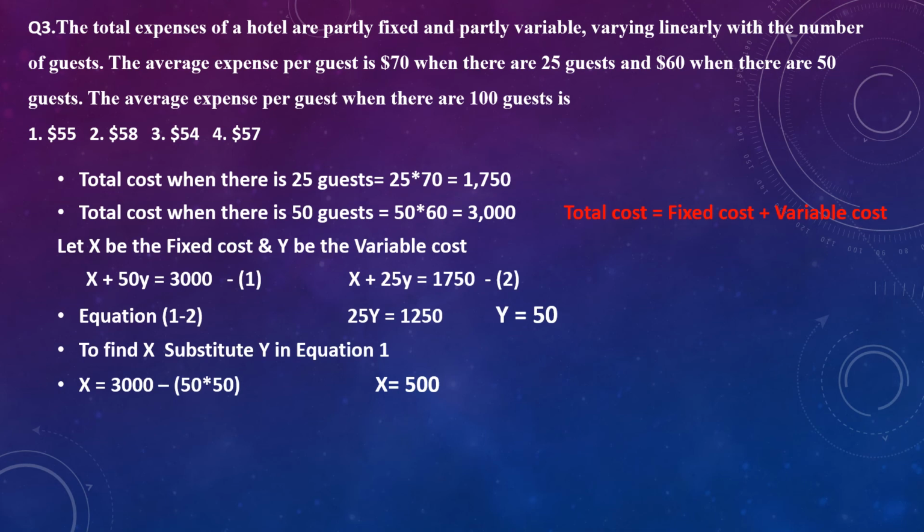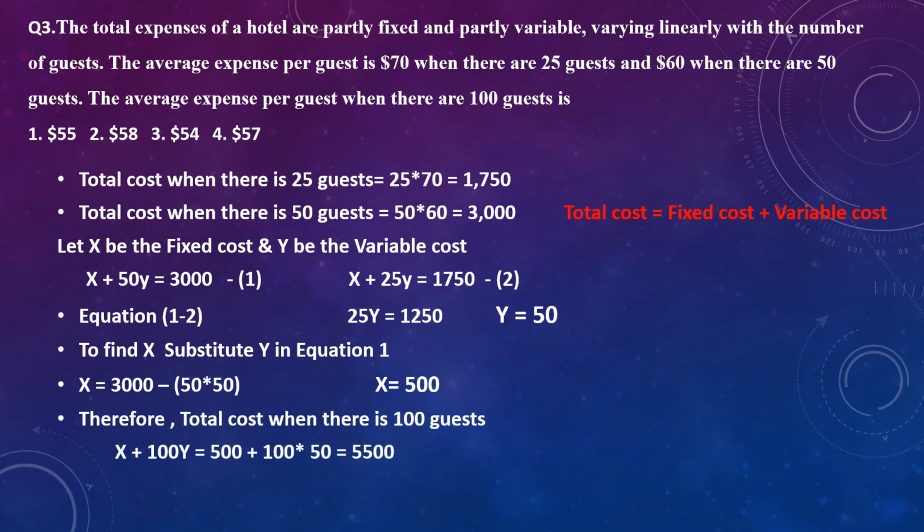In the question they asked for the average expense per guest when there are 100 guests. So we can easily find the total cost for 100 guests. The total cost when there are 100 guests is x plus 100y. We can substitute x and y into that equation: x is 500, so 500 plus 100 into y. Y is 50. So 500 plus 100 into 50 gives 5500.